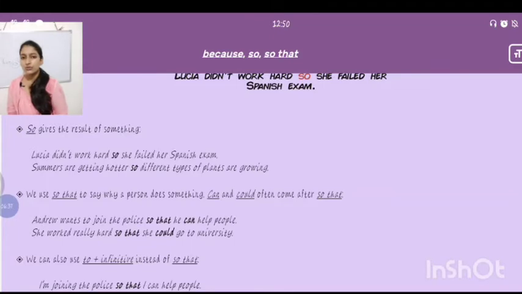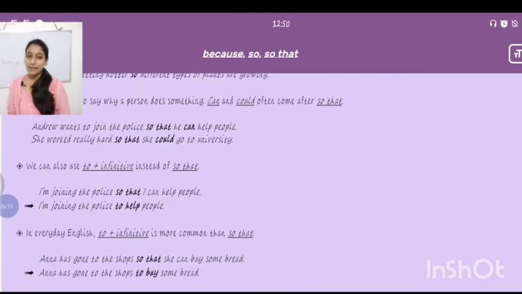We can also use to infinitive instead of so that. So what can we use? We can also use to infinitive, to. Let us see how. I am joining the police so that I can help people, and we can replace so that and write to. I am joining the police to help people. As simple as that. In everyday English, to is more common than so that. Anna has gone to the shops so that she can buy some bread. But instead we say Anna has gone to the shops to buy some bread.